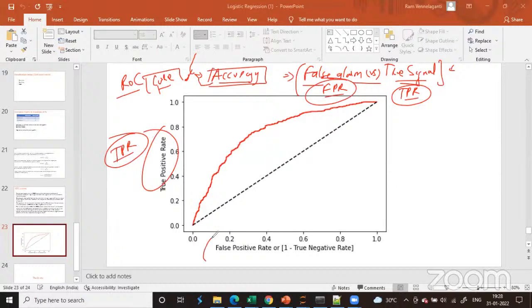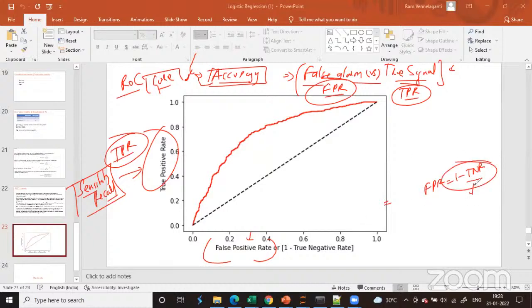On your x-axis, you have your false positive rate values. On your y-axis, you have your true positive rate values. True positive rate is also called sensitivity or recall. You can write false positive rate as 1 minus true negative rate, and true negative rate is specificity. So on your y-axis, you have sensitivity or recall, and on your x-axis, you have 1 minus specificity. And you are going to get your ROC curve. So this is my ROC curve.